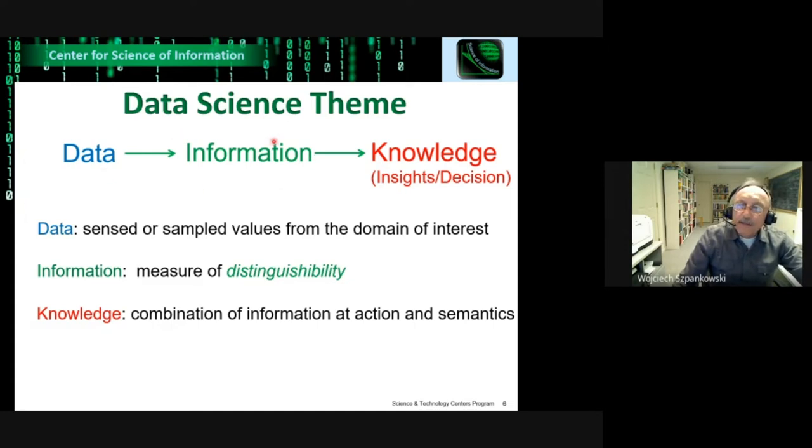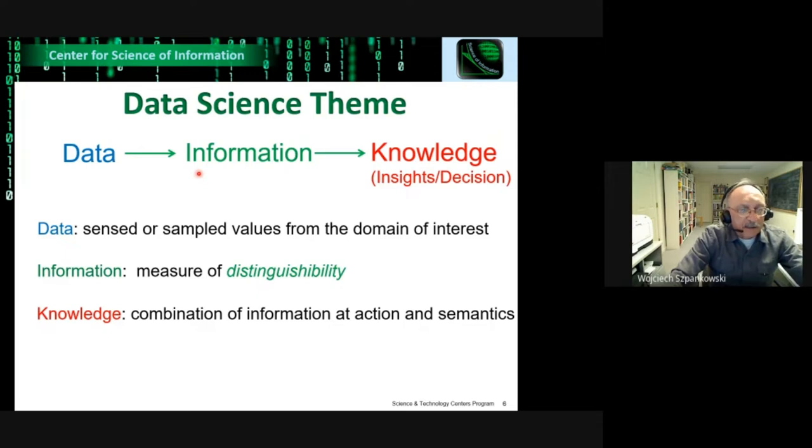But there is one part missing, for me at least. So at least in the center, and I convinced some of my colleagues, we have a triad in data science. From data, I want to go first to information and then to knowledge. Now, let me try to define and explain the three aspects. Data, I think everybody understands what it is. Knowledge, nobody understands. It's too complicated, too philosophical. So I'm going to make it very simple. I will say that knowledge is information and action. So everything comes down to information.